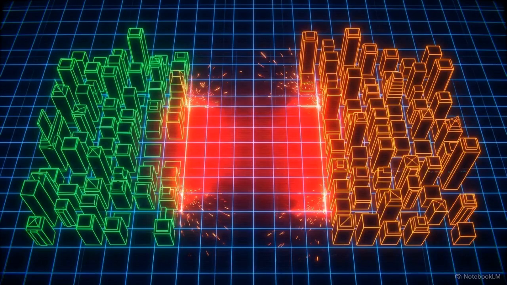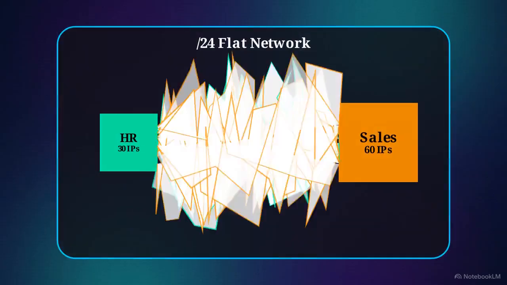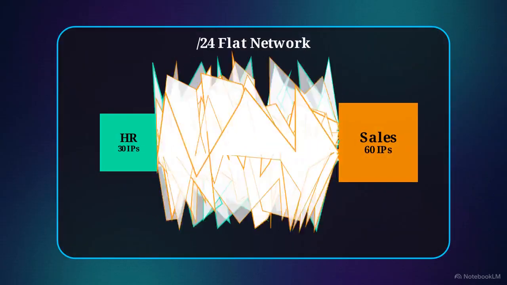In a flat network, assigning both departments to a single block creates security and management conflicts. Because the network hasn't been divided, the protocol treats the entire block as one single neighborhood, making it completely impossible to isolate the two groups' traffic.